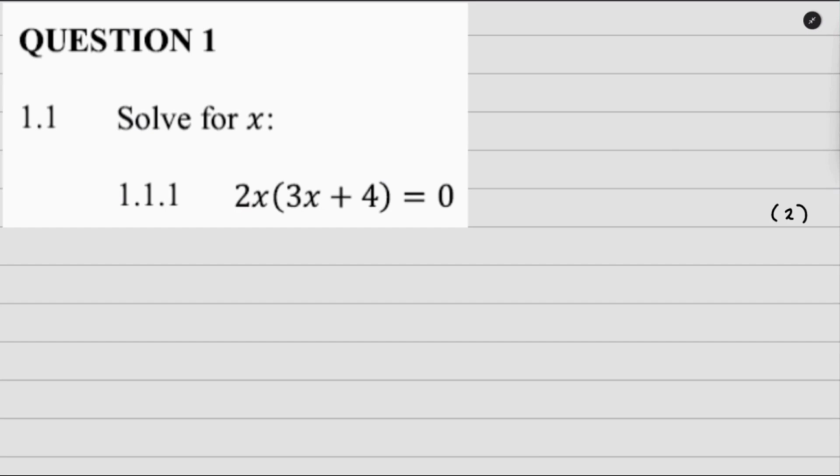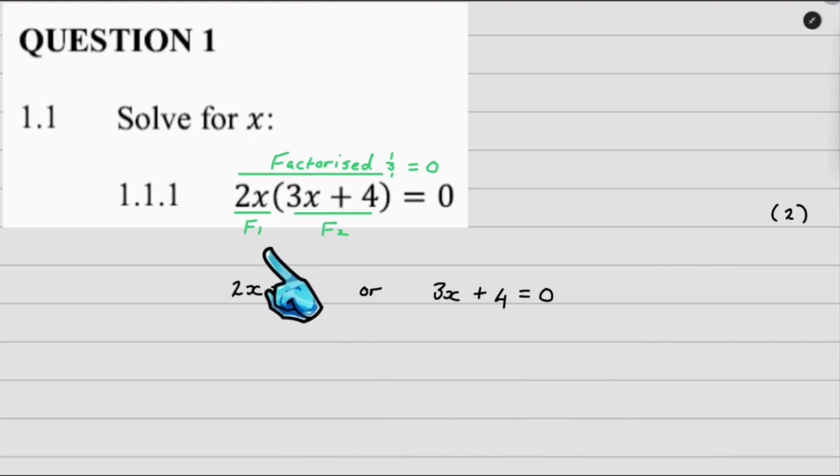Over here, don't be tempted to distribute this in, because this thing is factorized and it equals 0. If that's the case, you grab each factor and make them equal 0. So that's exactly what I've done here. Here's factor 1, I make that guy equal 0. And then make sure to separate your solutions with the word OR. Here's factor 2, and I'll just grab him and make him equal to 0.